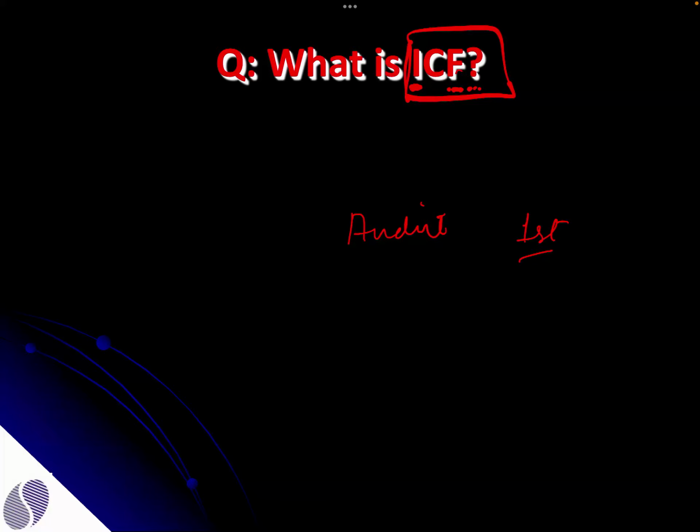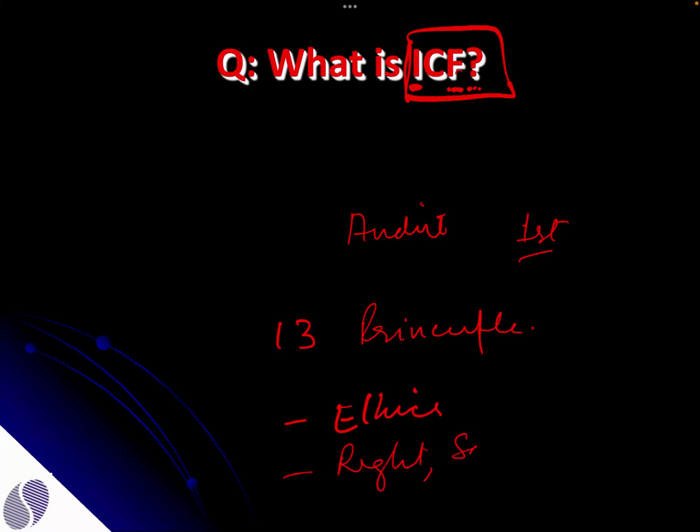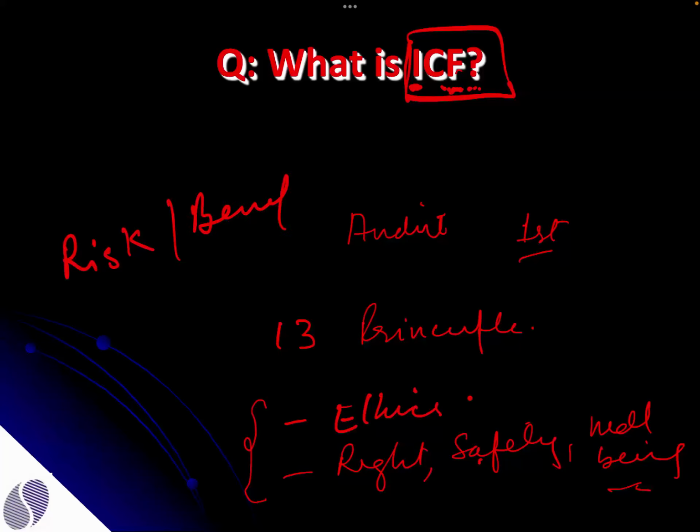And if I want to connect it, we have studied the 13 principles in one of our classes, right? You have seen that there is a principle on ethics, and a principle on the rights, safety and well-being of the subject. How do you practically ensure these two principles? By the ICF. The principles are there for guidance, but how you practically ensure them is by the informed consent form. Even your risk-benefit is to an extent covered by it. That's how this document practically addresses the 13 principles.